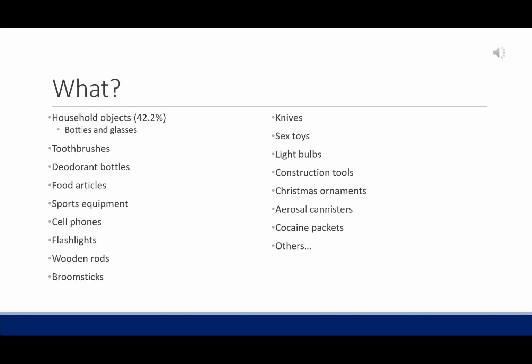What is commonly inserted? Well, household objects make up the majority of the inserted objects, 42.2%, including bottles and glasses, toothbrushes, deodorant bottles, food articles, sports equipment, cell phones, flashlights. Other items include wooden rods, broomsticks, knives, sex toys, light bulbs, construction tools, Christmas ornaments, aerosol canisters, cocaine packets, and many others.